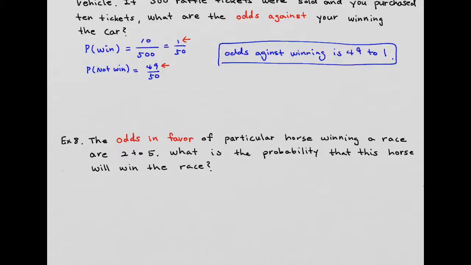So this is going to work the same way. If you add this 2 and 5, that's going to be the total outcomes. And it says odds in favor, so this is what's in your favor. So you can write this probability as 2 over 2 plus 5, which is 7, so 2 over 7 will be the probability.